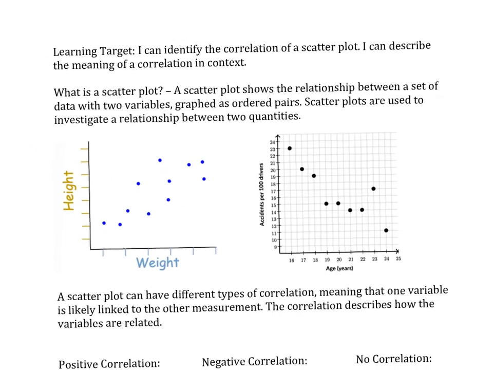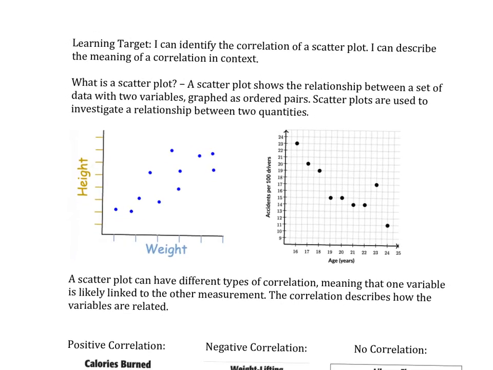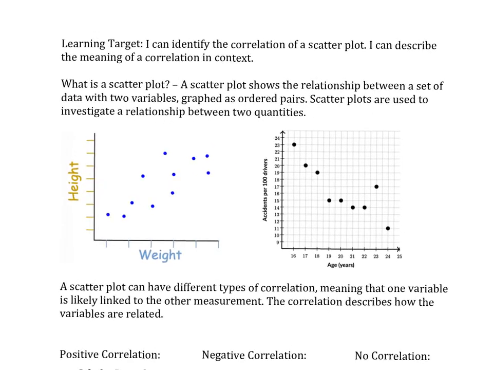Our learning target for today is I can identify the correlation of a scatter plot and I can describe the meaning of a correlation in context. Okay, so we're going to be looking at some different ways to represent data called scatter plots, and we're going to talk about how we can describe correlation, okay?